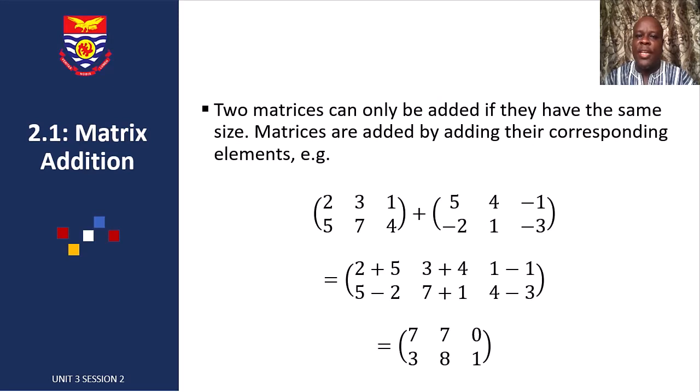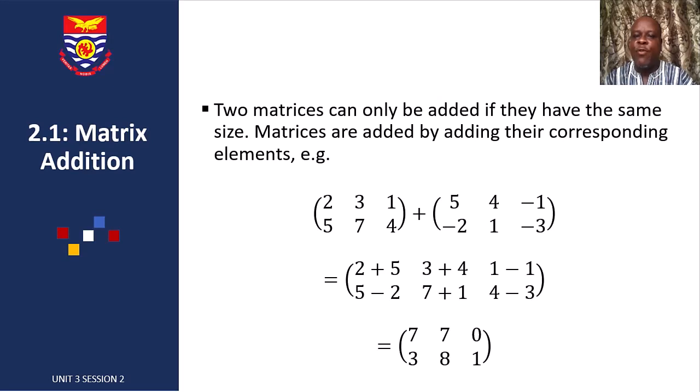For example, the first matrix is 2, 3, 1, 5, 7, 4. And this is being added to another matrix which is 5, 4, negative 1, negative 2, 1, negative 3. The first matrix is a 2 by 3, and so the second one is also a 2 by 3.